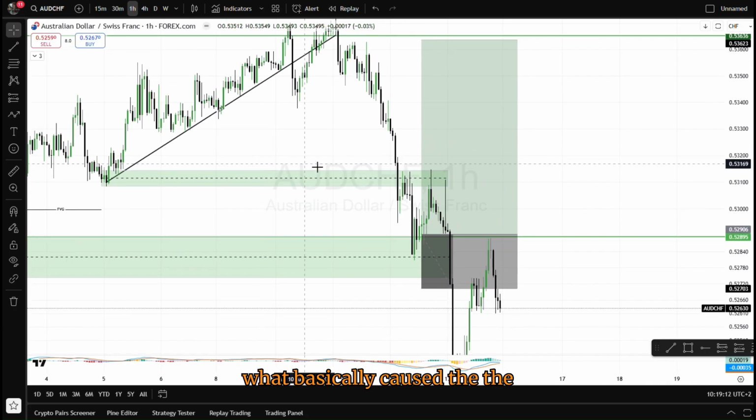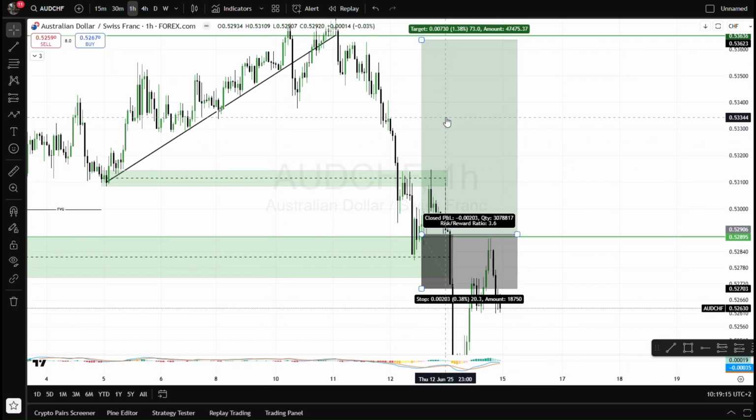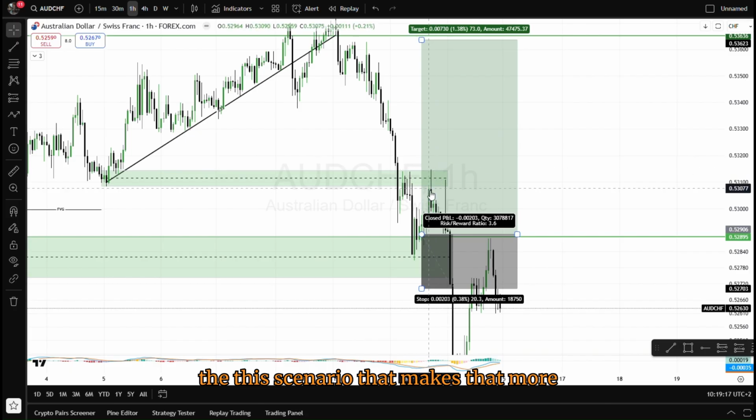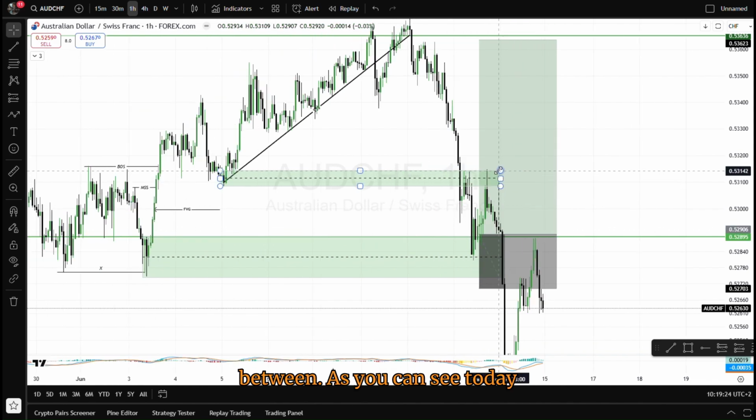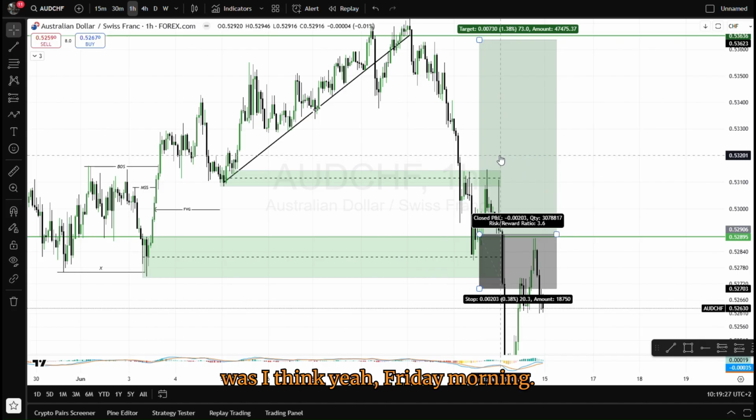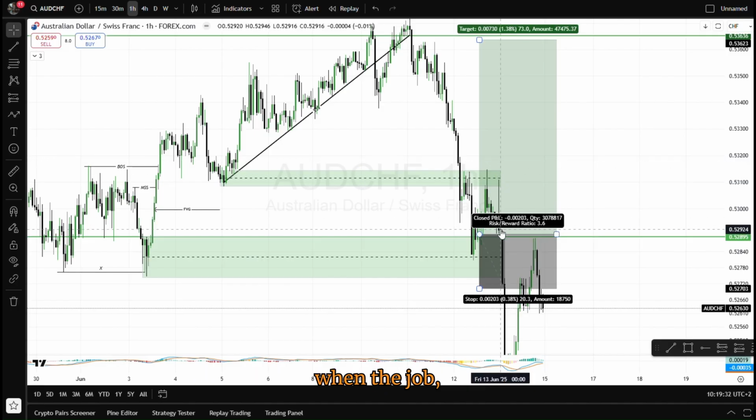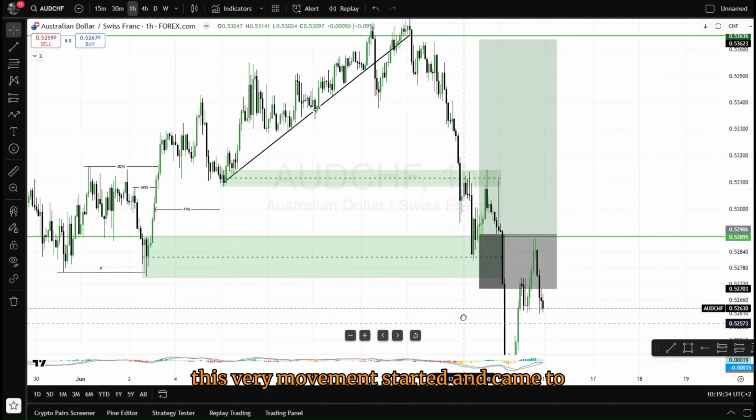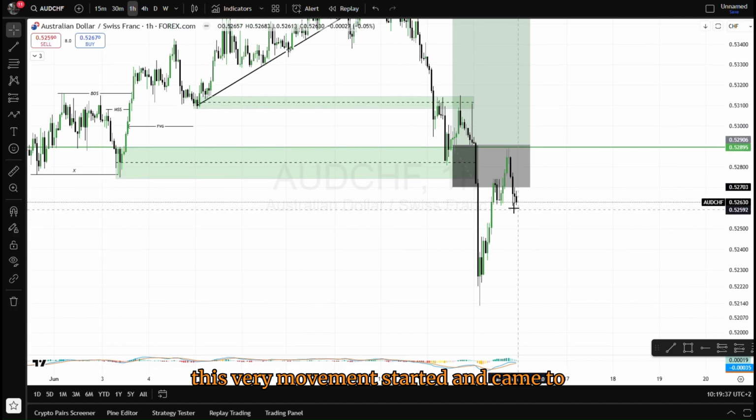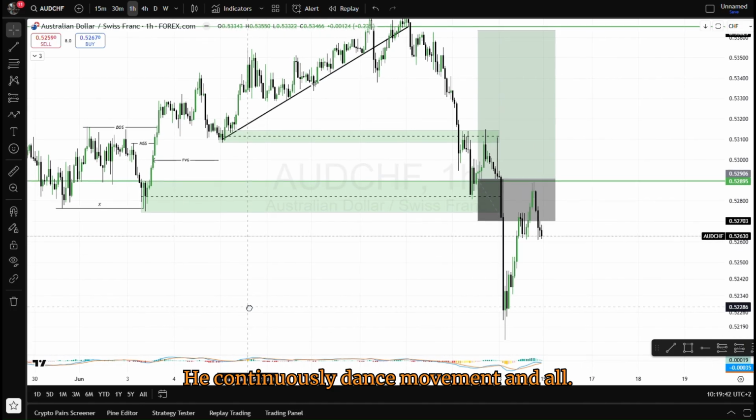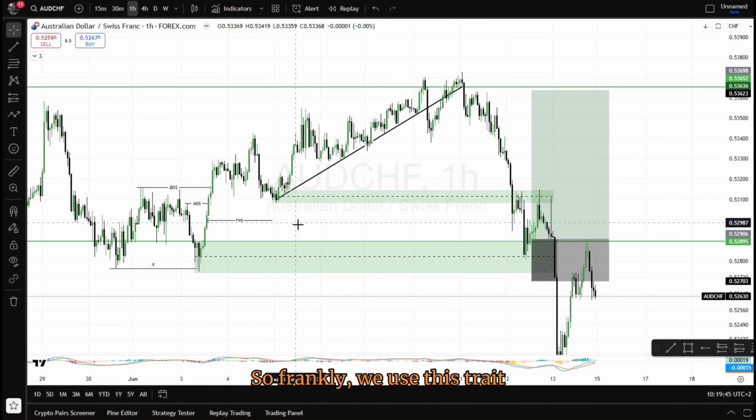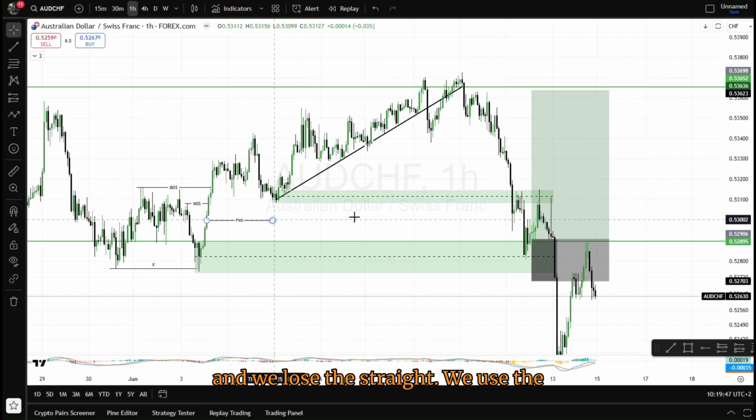So what basically caused the scenario that made this chart more messy and came to hit the stop loss was that war that happened in between. As you can see, it was, I think, Friday morning, Friday morning, the night. This was when this bearish movement started, and it came to hit our stop loss in continuous down movement. So basically we used this trade, and we lost this trade, that was it.